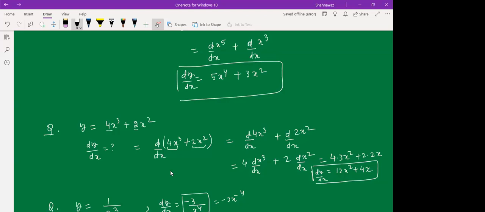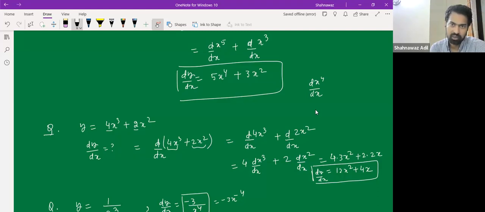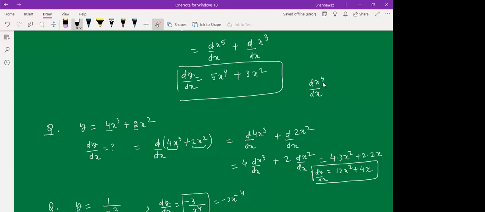Instead, can we write d by dx of x to the power 4? Yeah, d by dx of x to the power 4. The formula is dy by dx, d by dx of x to the power n, right? So where does this x to the power 4 come from? Sir, because of 4x cubed, right?